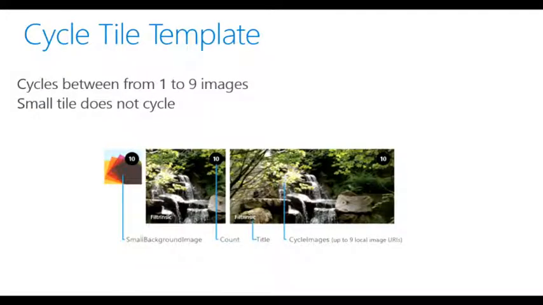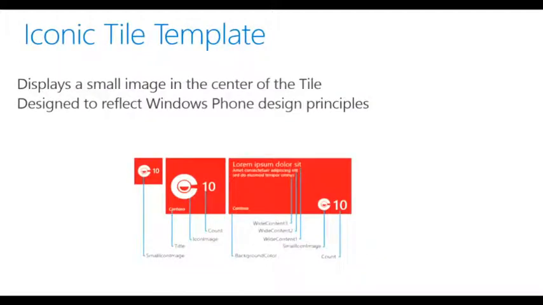With this, you just simply supply the title and an optional count. The count doesn't appear if you don't specify it. And then you give it a list of up to 9 images, and it will cycle between them. And this is the iconic one. Like I said, it's a smaller image, because the white circle you can see on there, that's the image. You just supply a white image on a transparent background, and the background color is just the user's accent color.